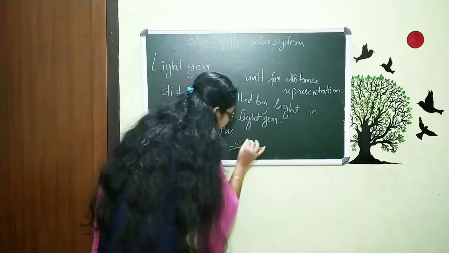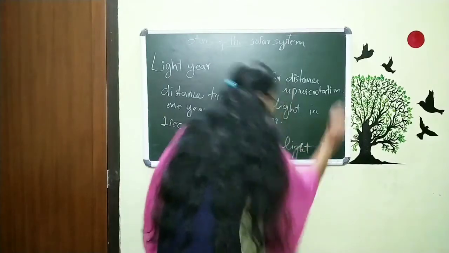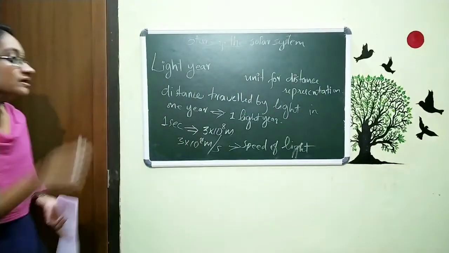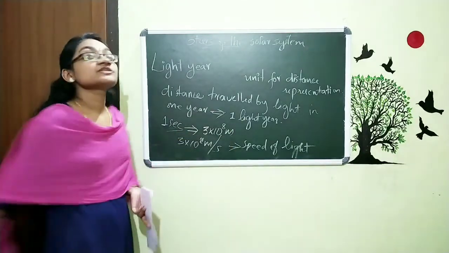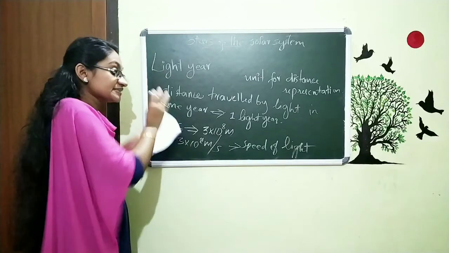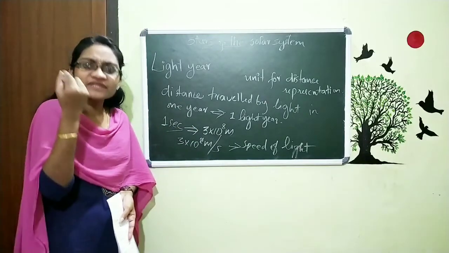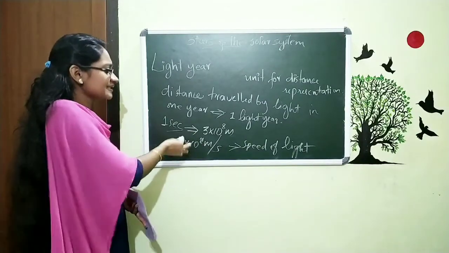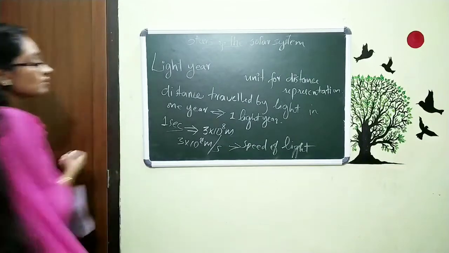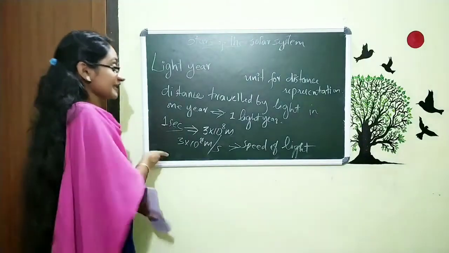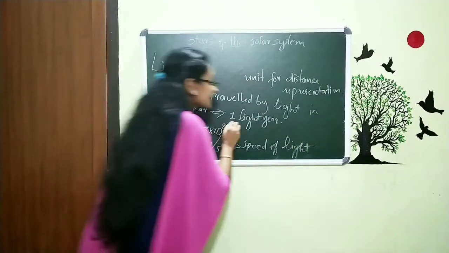This is what? The speed of light. That means the light travels in 1 second a distance of 3 into 10 raised to 8 meter. Such a huge distance the light is travelling within a second. And this light is the fastest substance in our universe. So, this is 3 into 10 raised to 8 meter per second. So, just think how huge a quantity this 1 light year is.